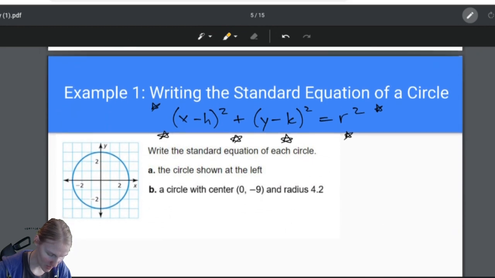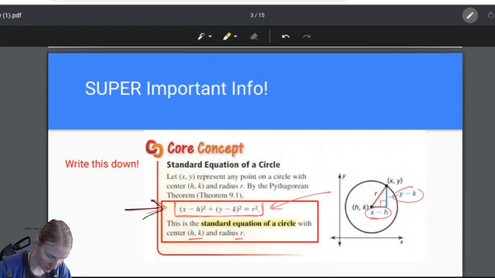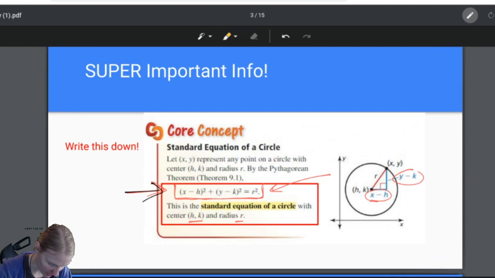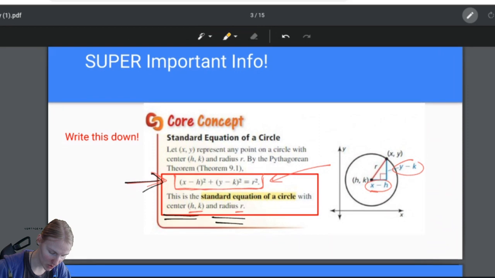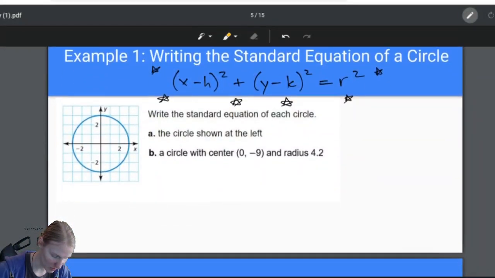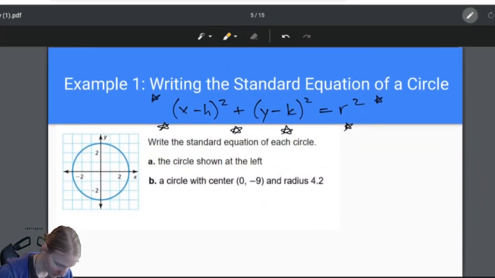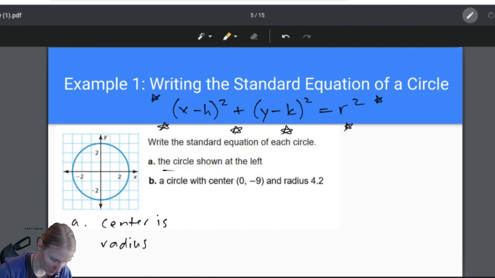Write the standard equation of each circle. Well, you'll notice that up here it talked about the center and the radius. So anytime we do a problem like this, we are going to need to know what the center is and what the radius is. So, for A, we're doing the circle shown at the left. The center is here. How do I know that?